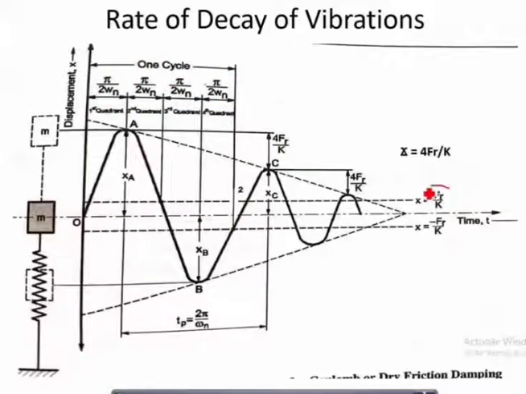X was minus Fr by k, and for second and third quarter cycle, x is equal to Fr by k. Now you can see how we have indicated this x is equal to Fr by k and x is equal to minus Fr by k. Now let us say that this is a mean position. This is the mean position of the mass, and let us say this is a mass.